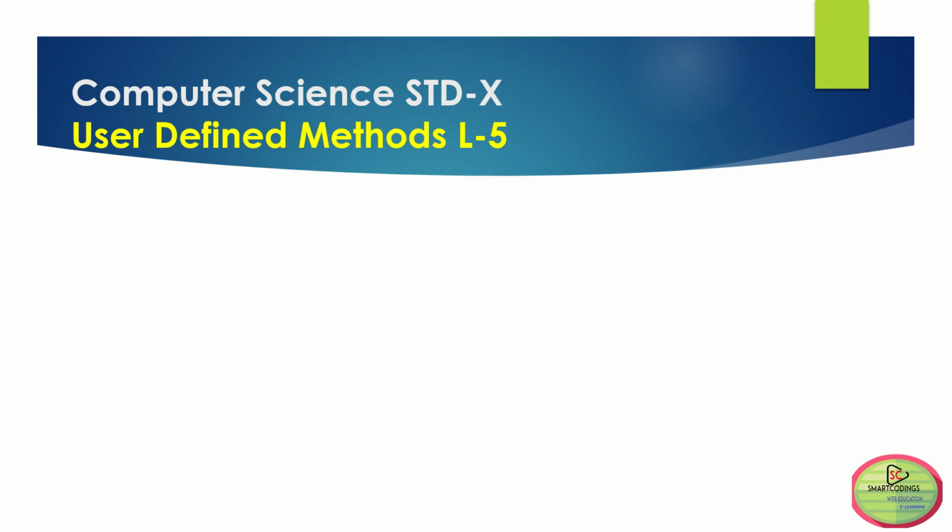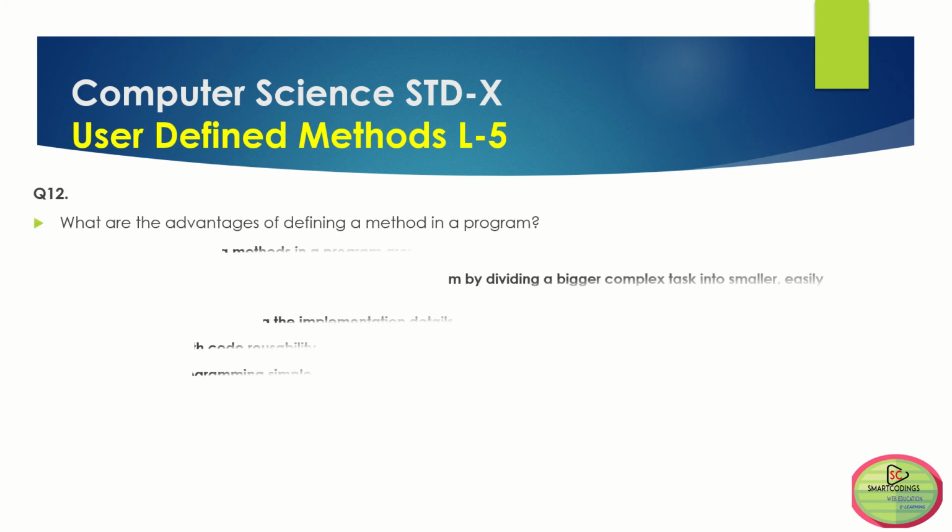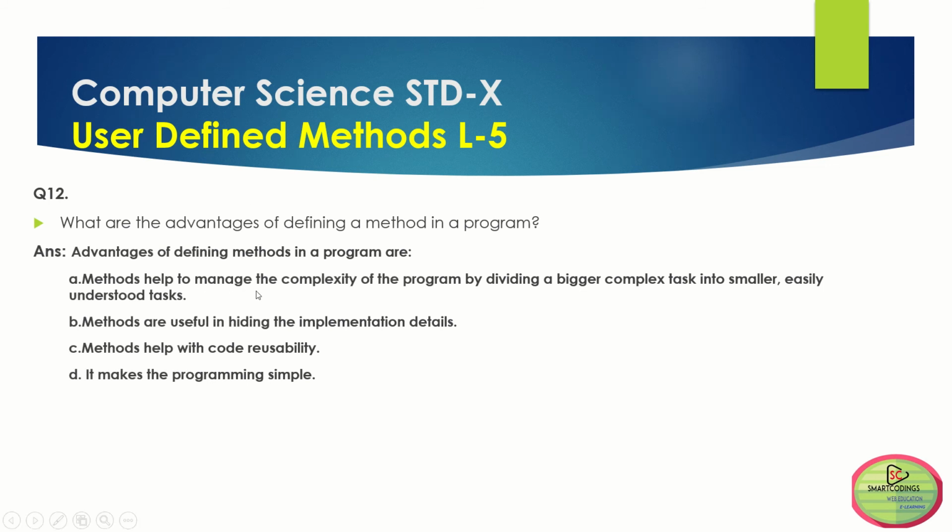Next question is question number 12. What are the advantages of defining a method? Answer is: it helps to manage the complexity of a program by dividing the bigger complex task into smaller, easily understood tasks. Methods are useful in hiding the implementation details, as you are defining the method functionality inside a method block and just calling it from the main method. It also helps to reuse the code, and it makes the programming simple. These are the 4 points for this question.